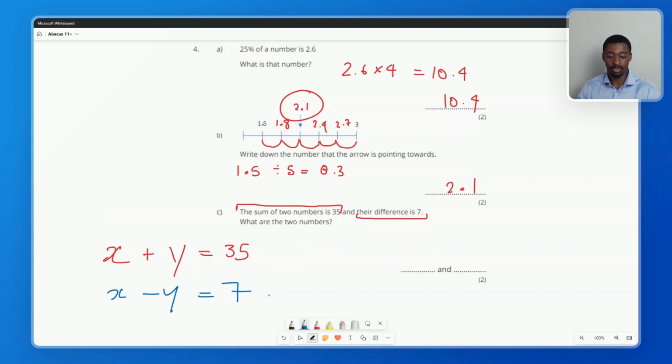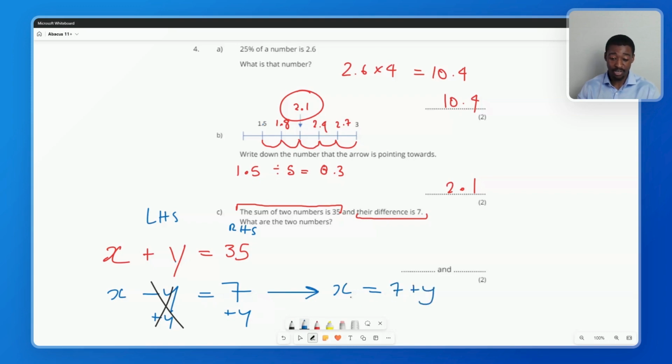So we're going to start here at the bottom. We're going to rearrange this equation. And for this particular equation, it's actually easier to rearrange and get X equals something. Because all we have to do is add Y to both sides. We have our left-hand side and our right-hand side. If we add Y to our left-hand side, these two cancel out. And if we add Y to our right-hand side, we get 7 plus Y.